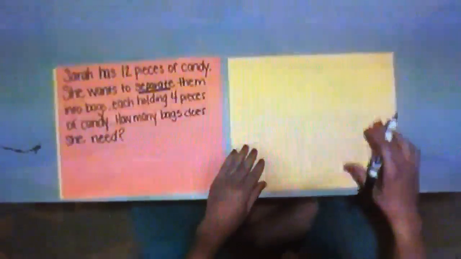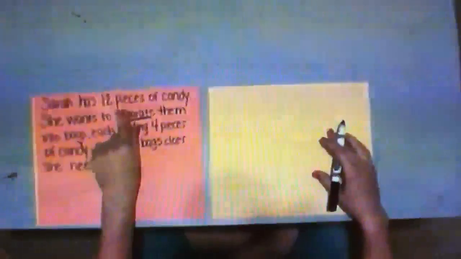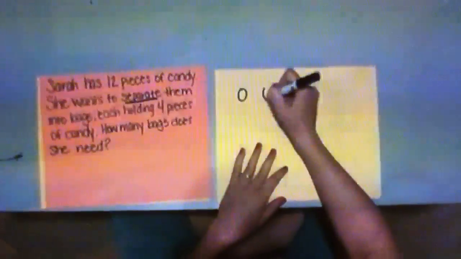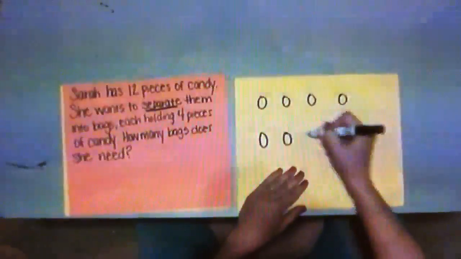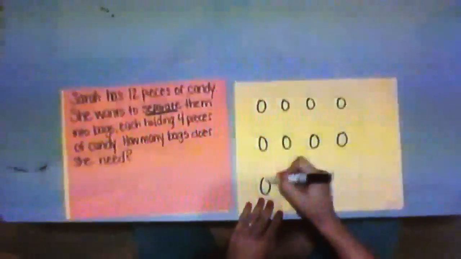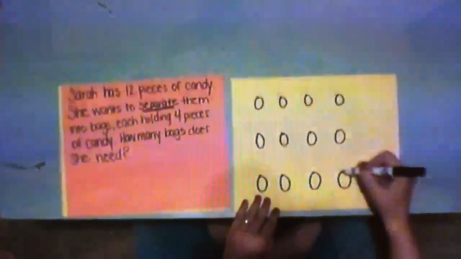So first, we start with what we know. We know that Sarah has 12 pieces of candy. We'll use a little circle to represent one piece of candy. We're going to draw 12 pieces of candy on our paper. It doesn't matter what order you put them in or what arrangement.